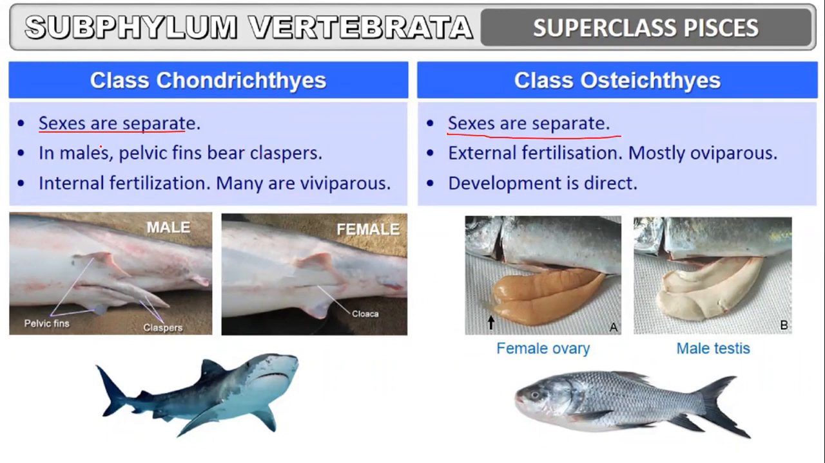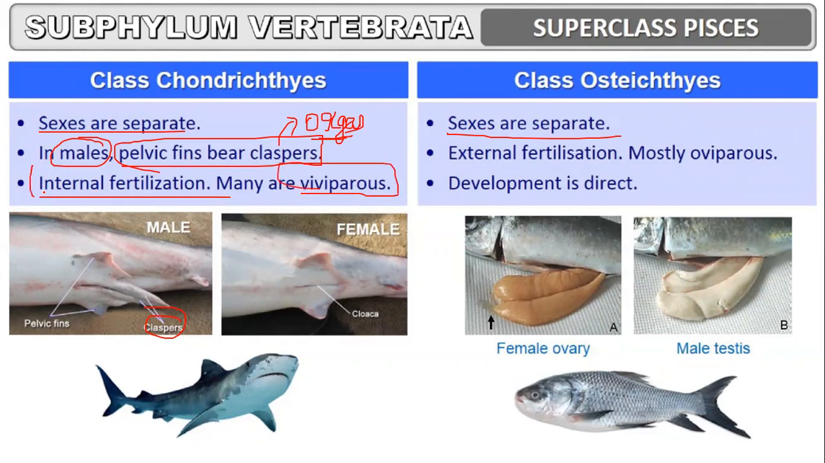The main important point in Chondrichthyes, the male bears pelvic fins, bears claspers. This is a clasper. Okay, this is actually an organ which helps them. They show internal fertilization and are viviparous. Important point: class Chondrichthyes, in males, show pelvic fins bearing claspers, internal fertilization and viviparous, whereas Osteichthyes show external fertilization, mostly oviparous with a direct development.